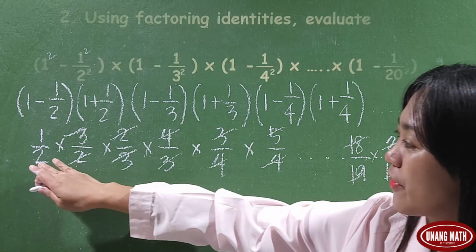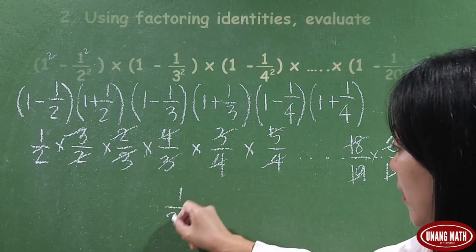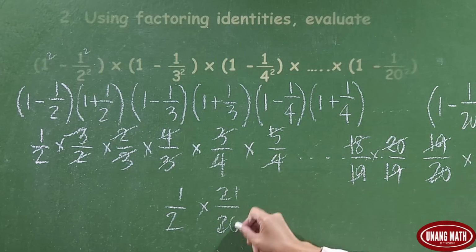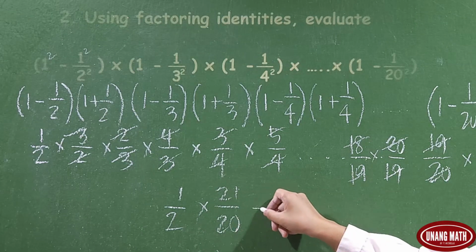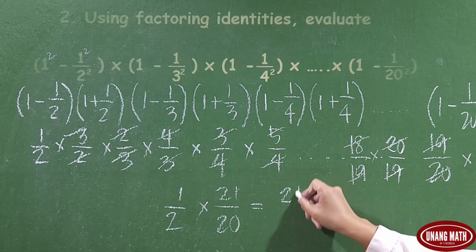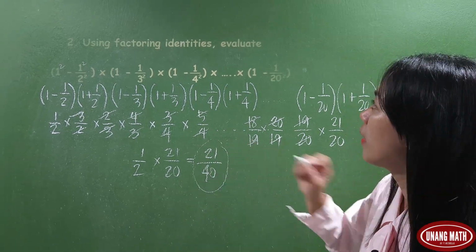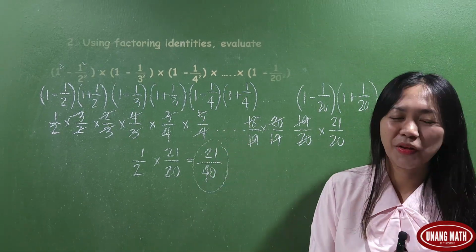So we just have here 1 half, and this is 21 over 20. So if we will multiply these two fractions, then it means this is 21 over 40. So this is our answer, 21 over 40.